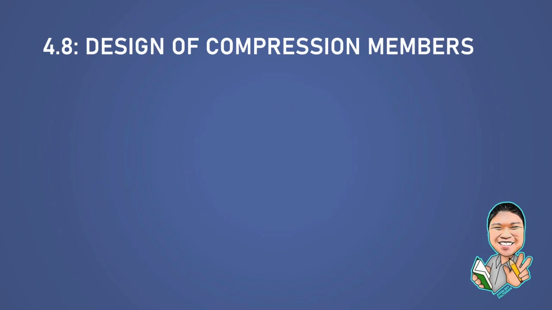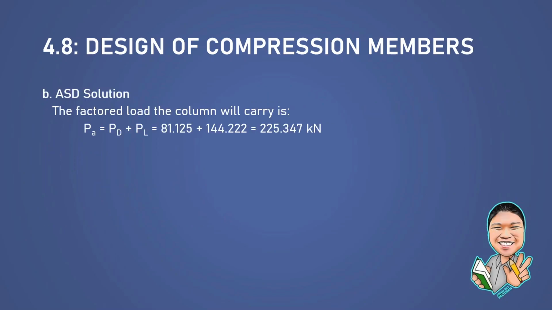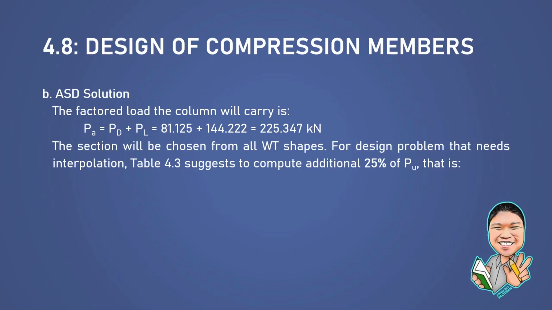Meanwhile, for ASD, so the factored load is ito siya, 81.125 plus 144.222 equals 225.347. So the selection will be chosen from all WT shapes. Again, just add 25% as recommended by table 4.3. So in that case, ang mako-compute natin is PA plus 25% of PA. That is 1.25 of 225.347 or 281.684. So pakitandaan ulit yung numbers na yan.